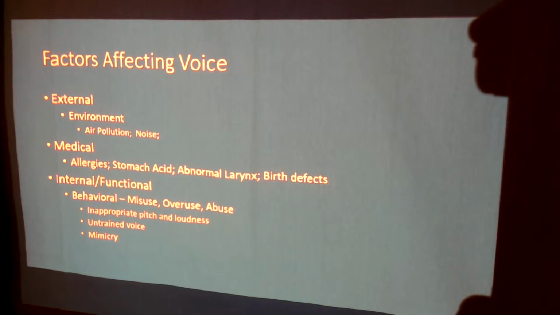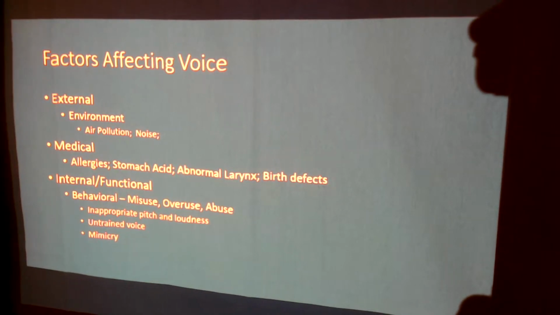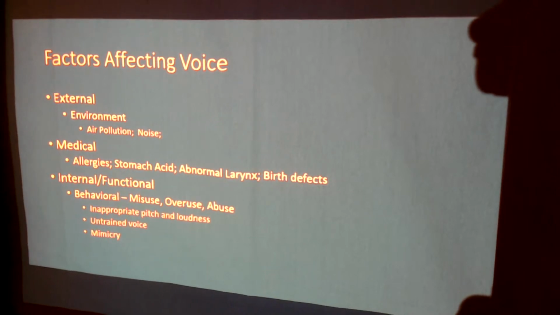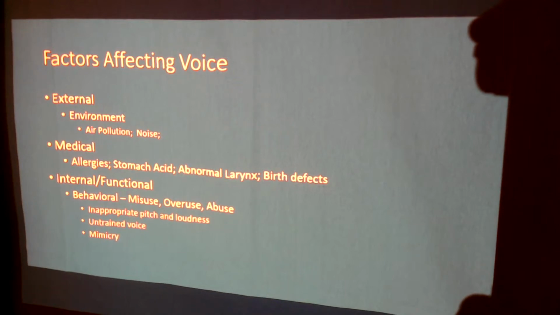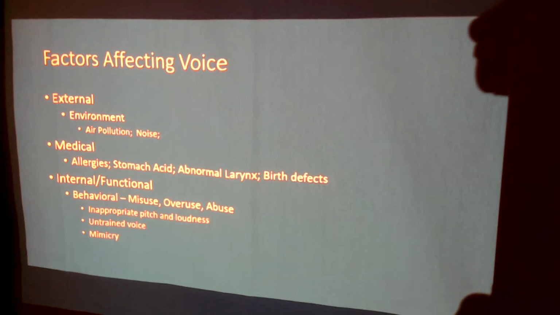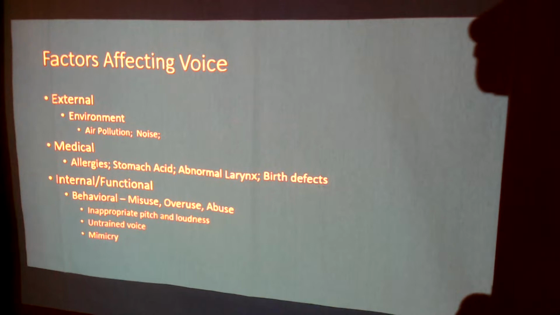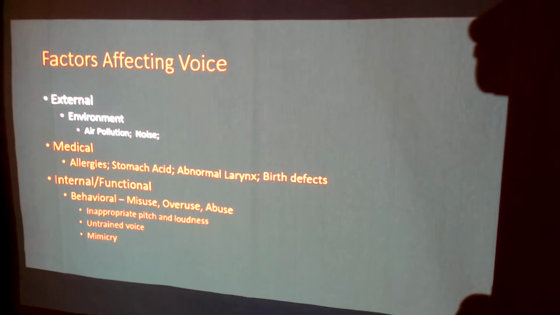Untrained voice: here I mean someone who is not trained to sing or do a specific vocal act and ends up doing it just for fun or out of habit. We've seen a lot of untrained singers who tend to sing like an opera singer or use specific pitch ranges they have not been trained for, and that could lead to voice problems. Mimicry, as I mentioned in misuse of voice, is trying to make your voice sound like someone else or something else.